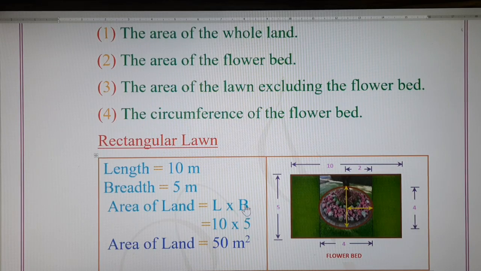So 10 multiplied by 5, our answer will be 50 meters square. Area of the land is 50 meters square. So that is the first topic which you had to find, area of the whole land. So the area of the whole land is 50 meters square. Now we have to find the area of the flower bed.